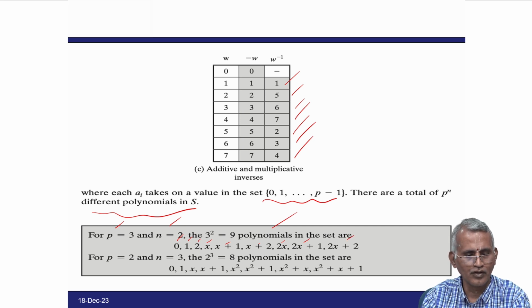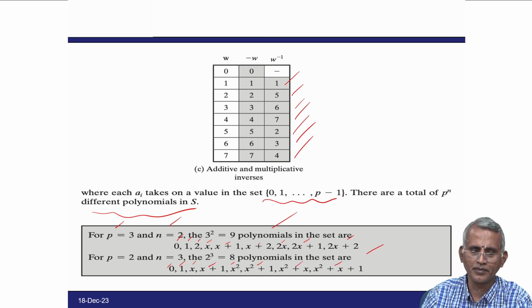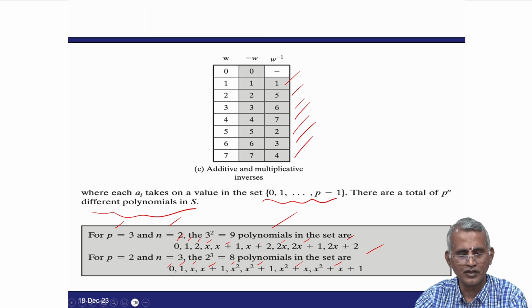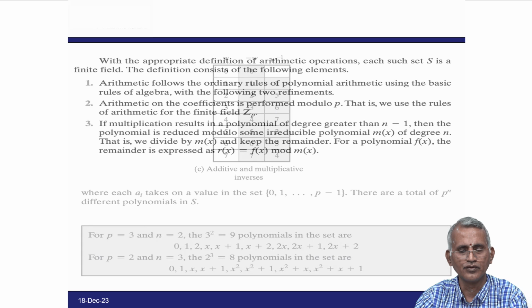If p equal to 2 and n equal to 3, then 2 power 3 equals 8 polynomials in the set: for 0, 0; for 1, 1; for 2, x; for 3, x plus 1; for 4, x square; for 5, x square plus 1; for 6, x square plus x; for 7, x square plus x plus 1. So, this way we convert into a polynomial of the residue.